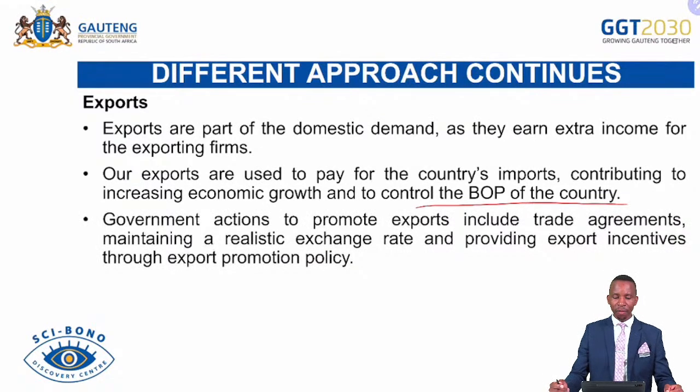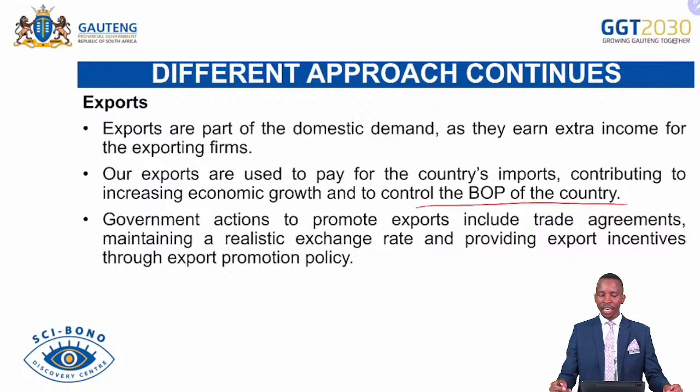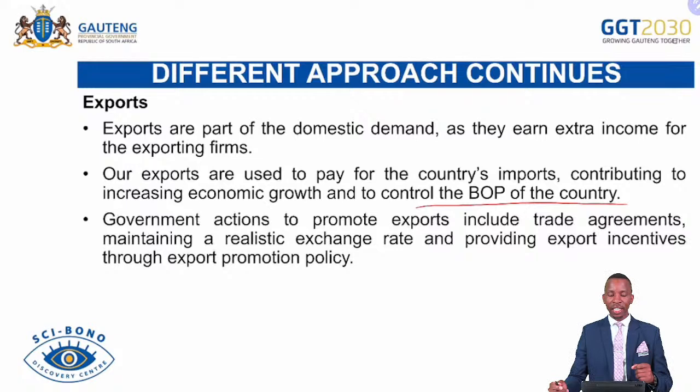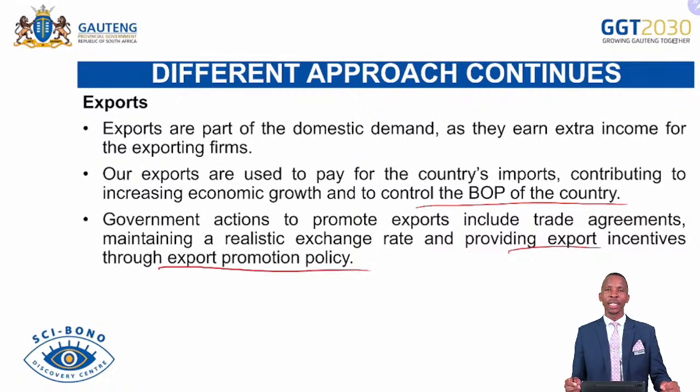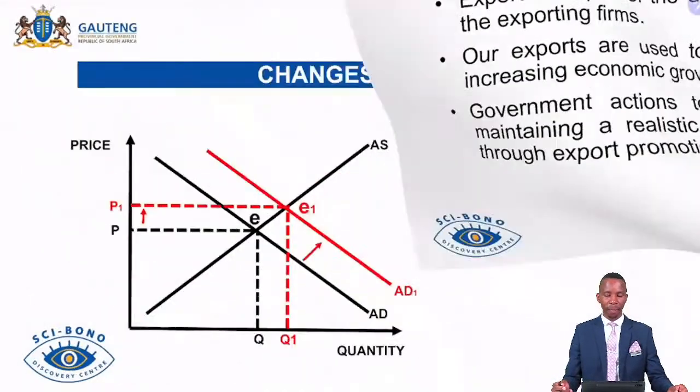Government actions to promote exports include trade agreements with other world countries, maintaining a realistic exchange rate, and providing export incentives through the export promotion policy. That's how the government tries to ensure that it supports exportation of goods and services with the purpose of reducing the deficit and also trying to improve the balance of payment of the country.